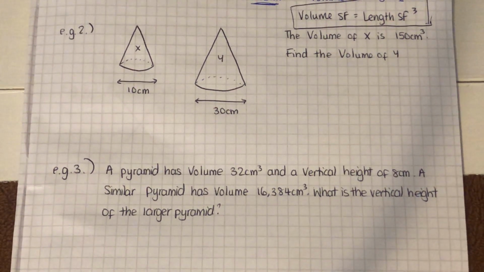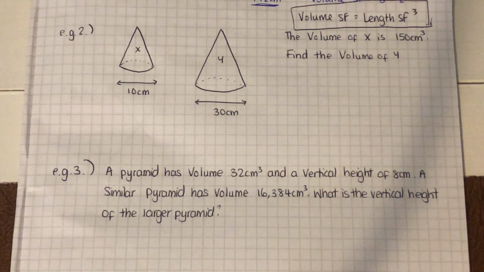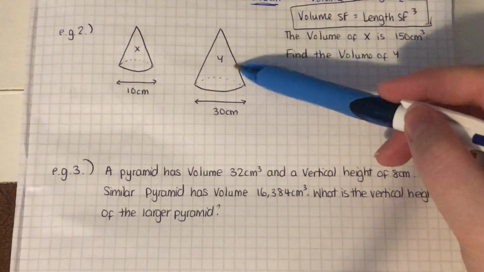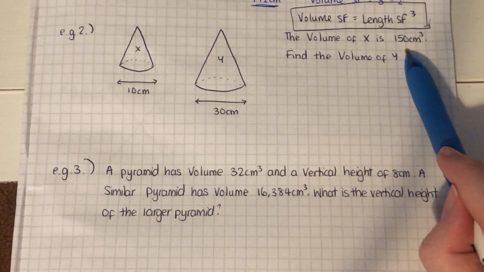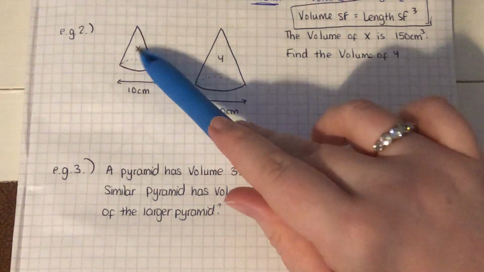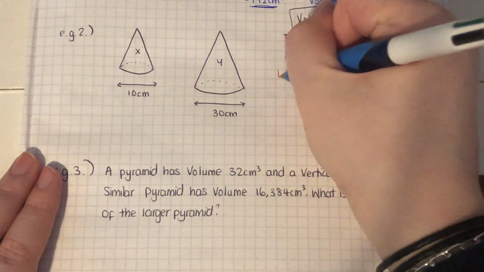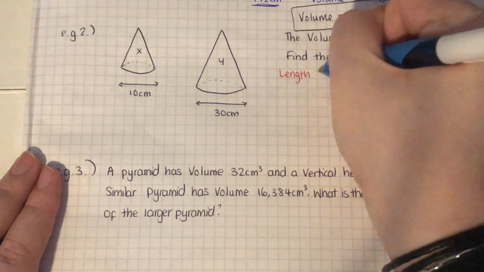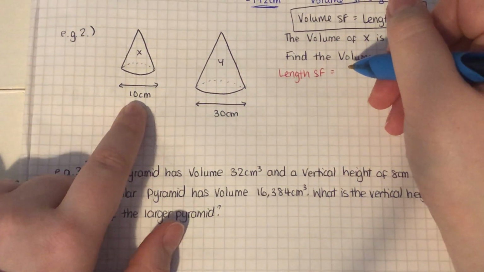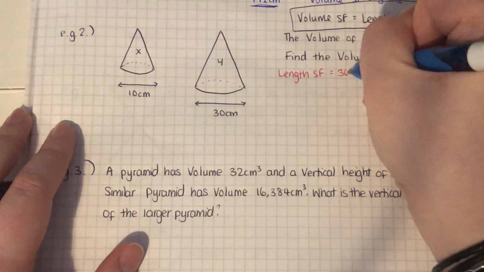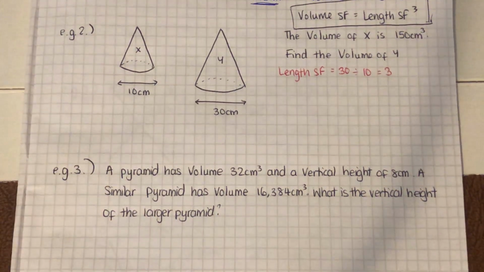They generally do more complicated shapes, even though actually the method is no harder. So we've got 2 cones, X and Y. We're told that the bases are 10 and 30. The volume of X is 150 centimetres cubed, so we know the volume of that one. We need to find the volume of Y. Again, the first thing we do is find the length scale factor, and we do that by using these numbers on the bottom. So what do we need to multiply 10 by to get to 30? Or you can do the division way, so 30 divided by 10, which gives us 3.